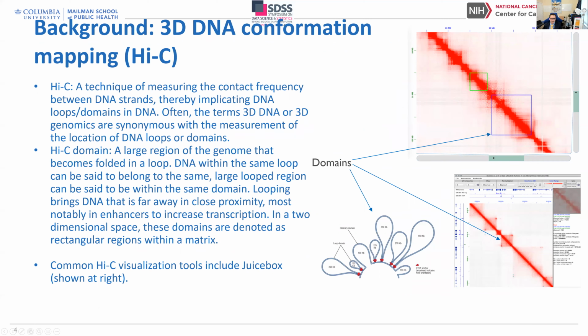And so to give a little bit of background on Hi-C, it's a technique that measures the contact frequency between DNA strands, which allows the identification of loops or domains in DNA. Each point in this matrix is a measure of contact frequency, where one region is associated with another region. By using segmentation algorithms, they're able to find these domains, these squares, which implicate loops where regions of DNA are proximal and associated.